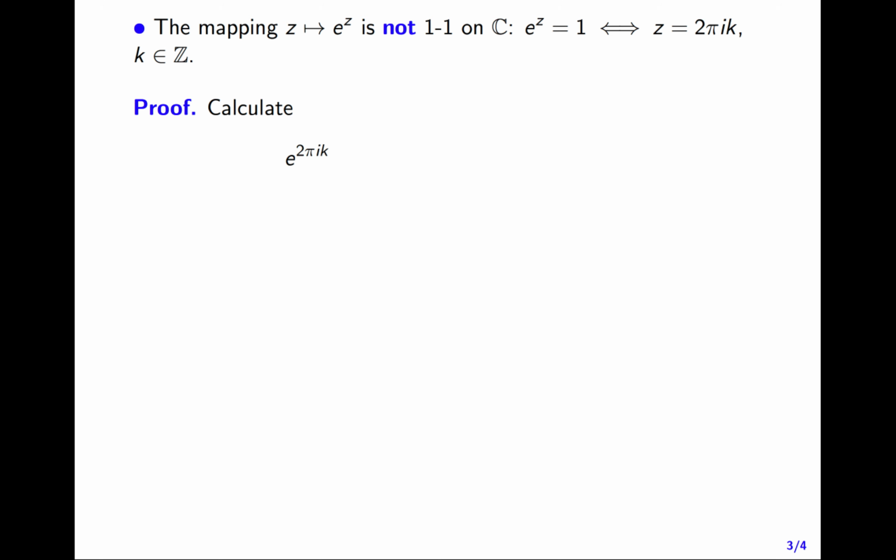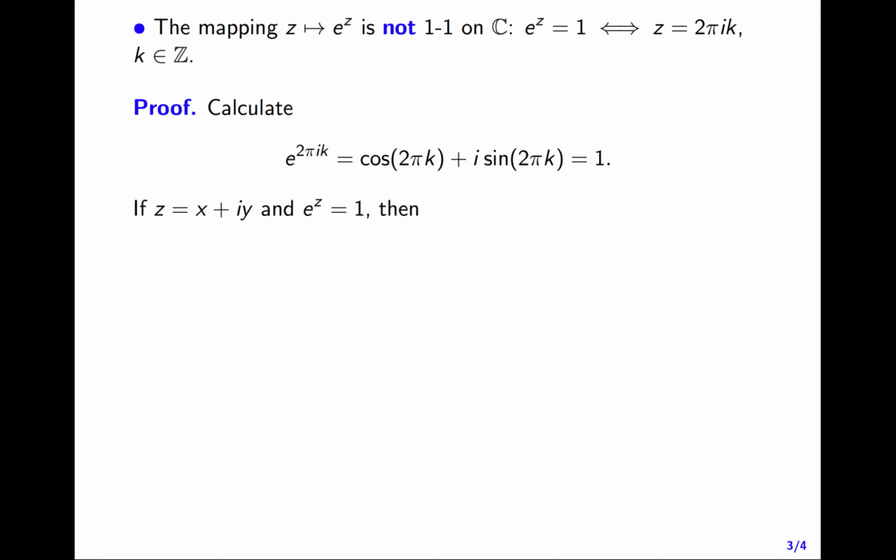We'll do the reverse direction first because it's easy, it's just a direct calculation. e^(2πik). This is i times the real number 2πk, so Euler's formula tells us it's cos(2πk) + i sin(2πk). And then real trig says cos(2πk) is 1 and sin(2πk) is 0. So there we go. What about the reverse?